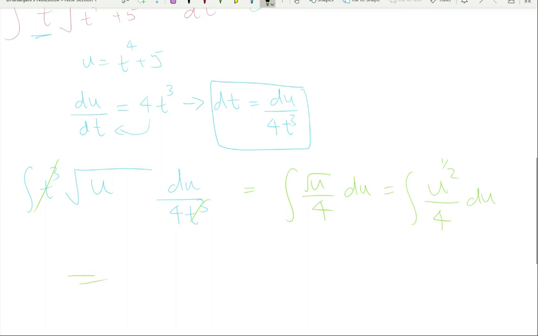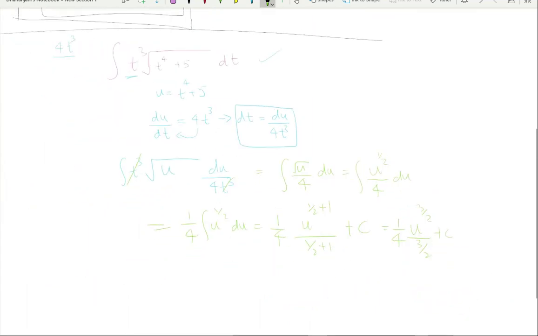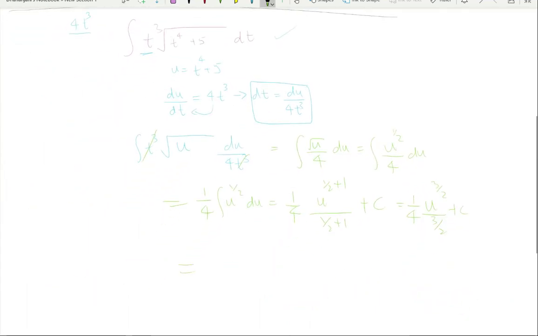So let's take 1 over 4 outside and just integrate u to the half. If you integrate u to the half, it's u to the half plus 1 over half plus 1, plus c. Half plus 1 is 3 over 2, divide by 3 over 2 plus c. Division by 3 over 2 is the same as multiplying by the reciprocal. So 1 over 4 multiplied by 2 over 3, u to the 3 over 2 plus c. The 2 and 4 cancel out and produce 2 on the bottom, and 2 times 3 is 6. So u to the 3 over 2 over 6 plus c.